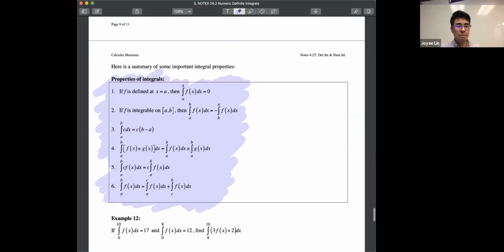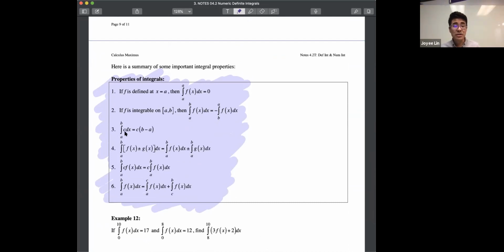Alrighty, and then here's a table. Again, this is going to be in your Dropbox, so if you want to access that, I'll have this uploaded. And you just need to know all these different properties. If you're integrating from the same bound to the same bound, there is no area, right? We talked about this one where if you switch the bounds around, you get the negative area.